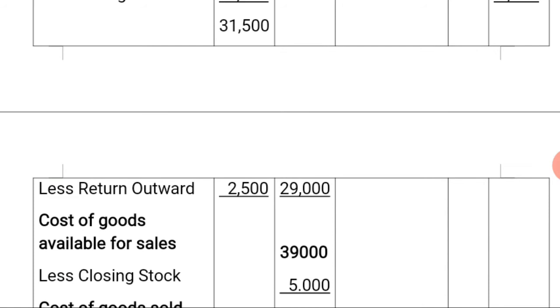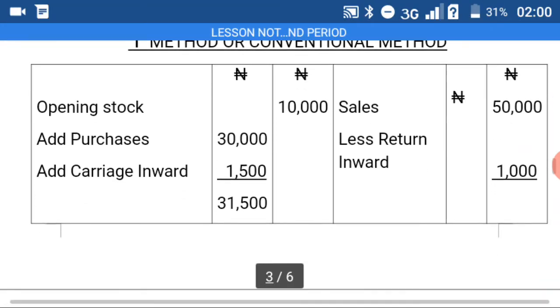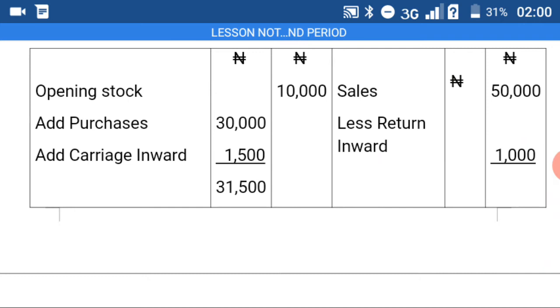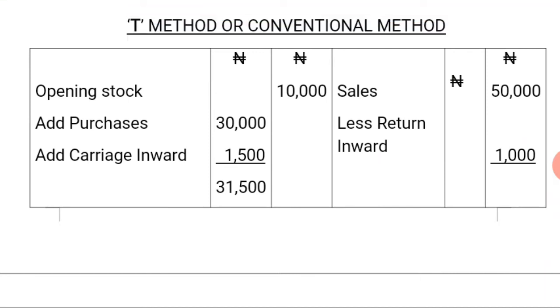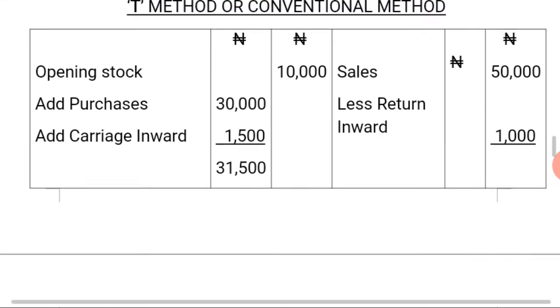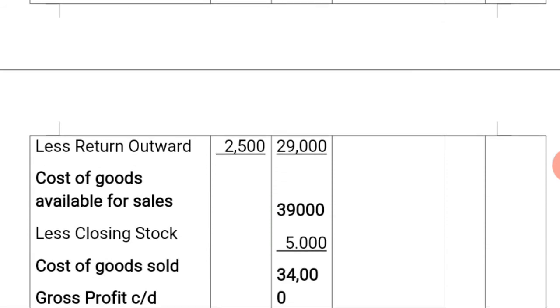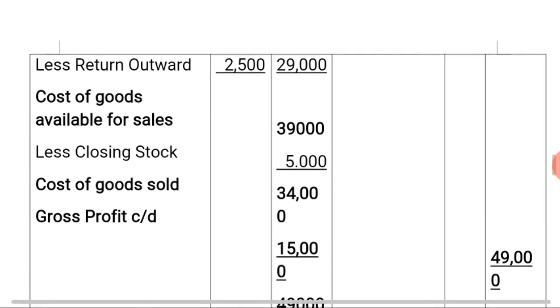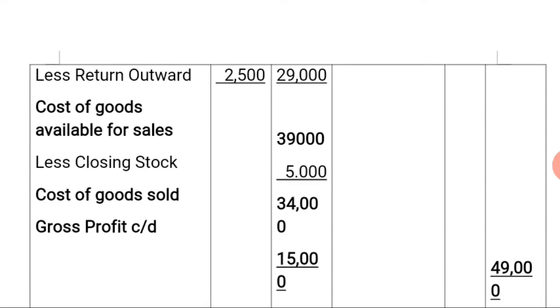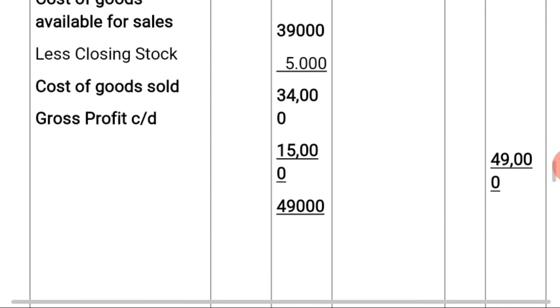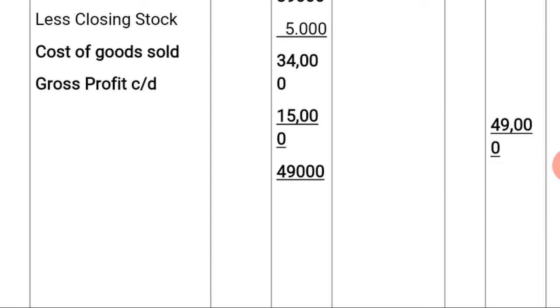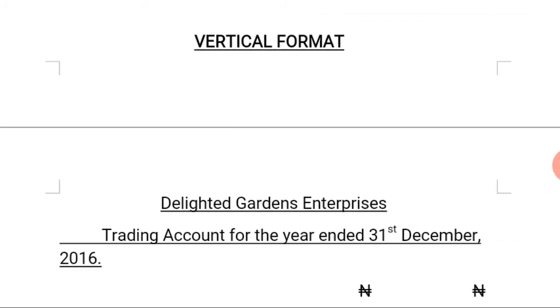Now, move to the credit side. You have sales of 50,000 naira, less return inward. By deducting return inward from sales, you have 49,000, which is our net sales. So from this 49,000, deduct cost of goods sold 34,000 naira, you arrive at 15,000 naira gross profit. So you have the total of 49,000 on both sides.